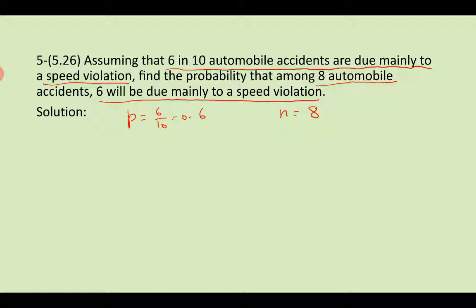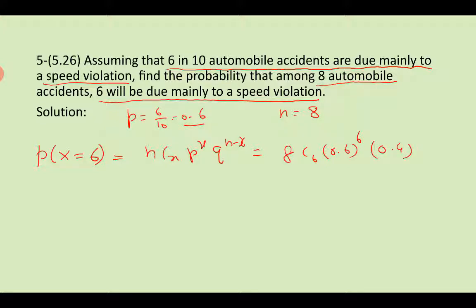6 will be due mainly to speed, exactly 6. So the probability of x equal to 6 under the binomial distribution is nCx p^x q^(n-x), isn't it? n is 8, so 8C6, p is 0.6 to the power 6, and if p is 0.6 then q is 0.4, and 8 minus 6 is 2.